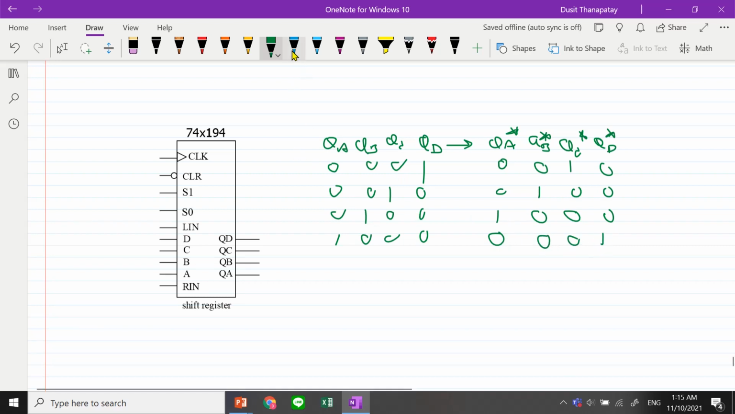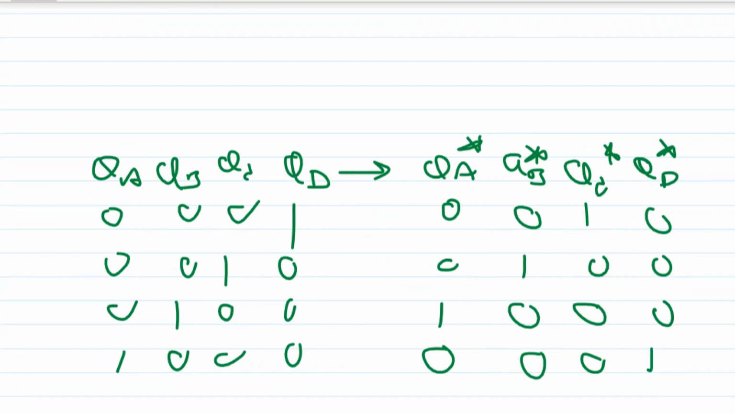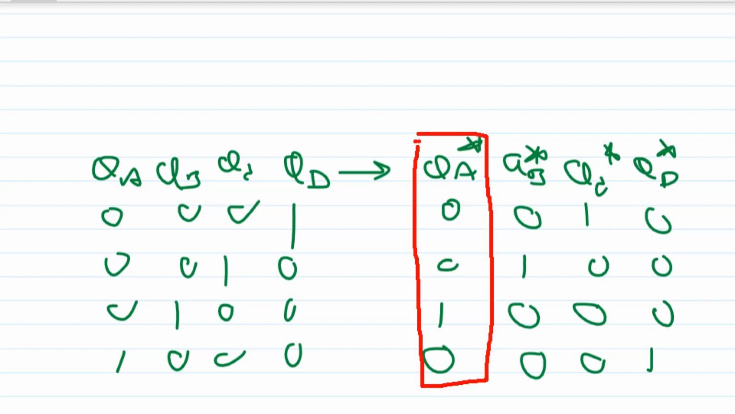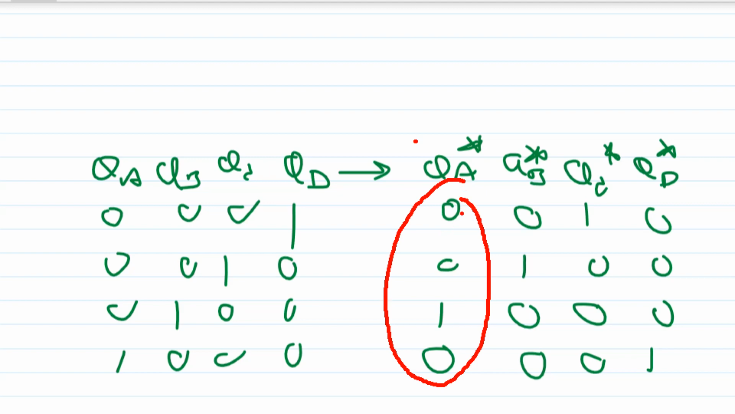And now let's observe the relationship between Q star and Q. For example, QA star. The value of QA star, 0010, is the same as QB.